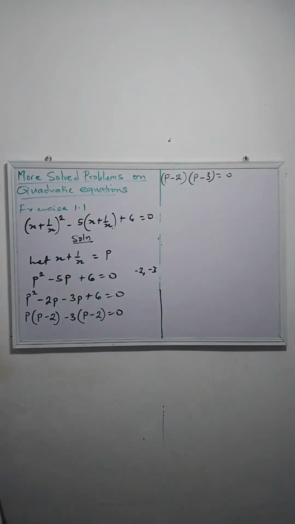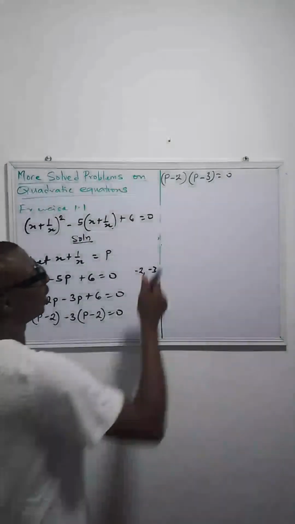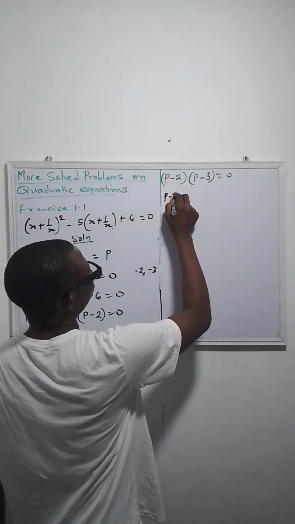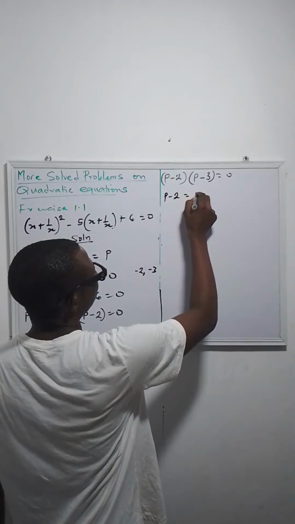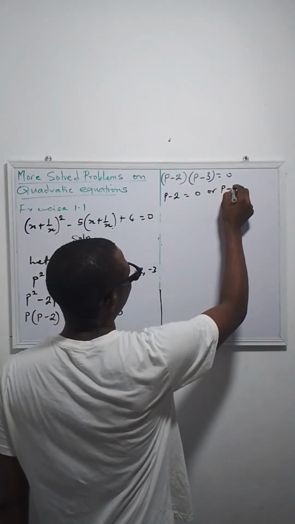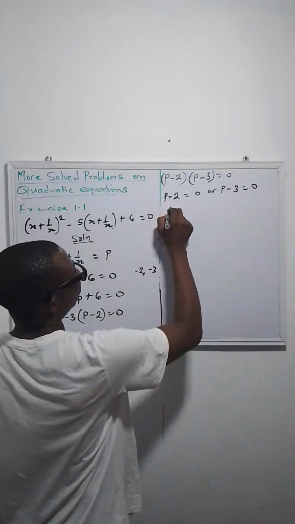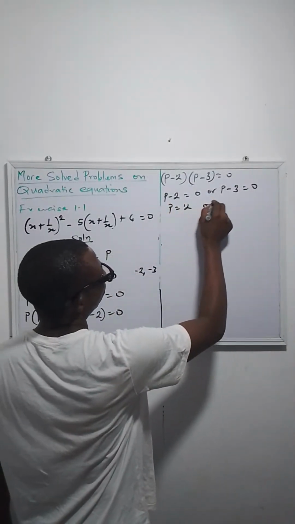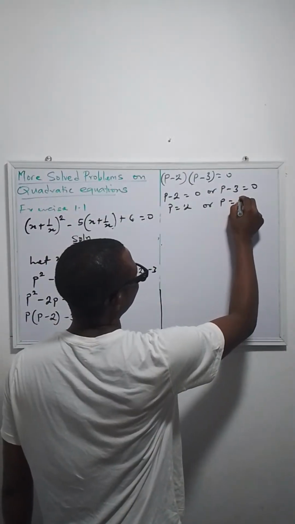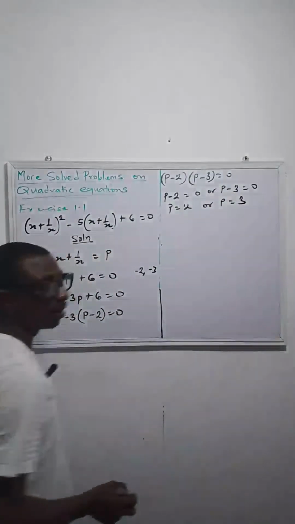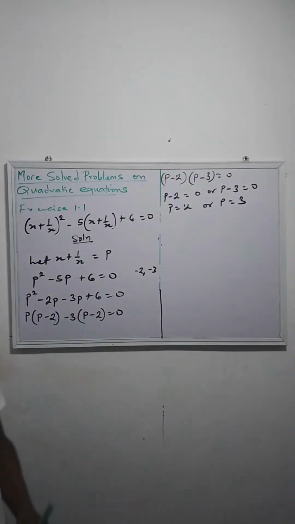Okay, so I hope you understand that. So we have two numbers multiplying each other now. So you have p minus 2 equals 0, or p minus 3 equals 0. So we have p equals 2 or p equals negative 3. All right, so the question has been half solved.